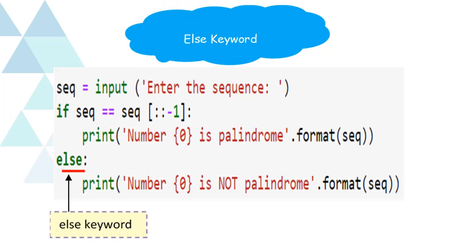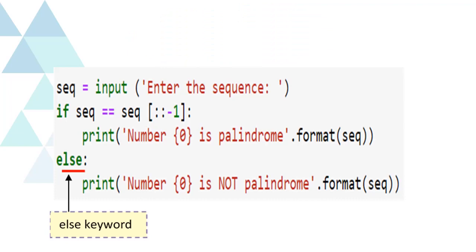This program is to identify if the provided sequence is a palindrome, meaning the sequence and its reverse sequence should be exactly equal. Variable seq will store the input provided by the user in string format. In the if statement, we will verify if the sequence and its reverse are exactly the same. We are using seq in brackets colon colon -1 to reverse the string. If the string and its reverse are exactly the same, then we will print number is palindrome. If not, then we will print number is not palindrome.